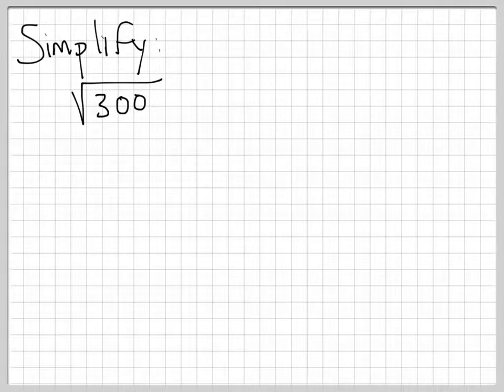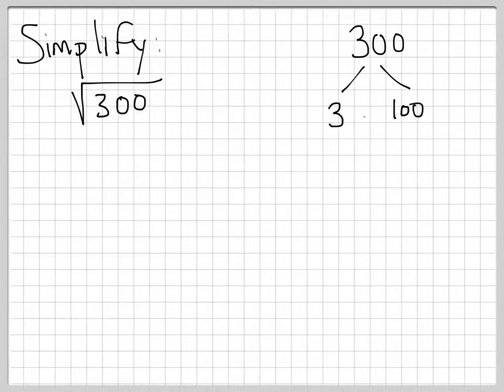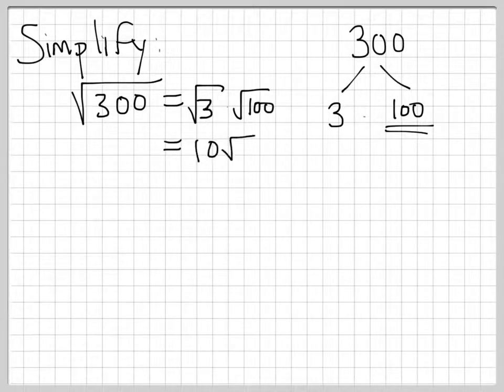So sometimes you have a number that might be a little too big to find the square root inside, and so maybe what you need to do is start by factoring it. So let's start with 300 at the top, and we get 3 times 100. Well, that one happened quickly, didn't it? Because 100 is a perfect square, and so it's radical 3 times radical 100, and the square root of 100 is 10, so we get 10 radical 3.